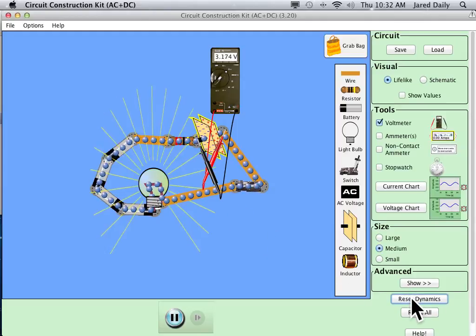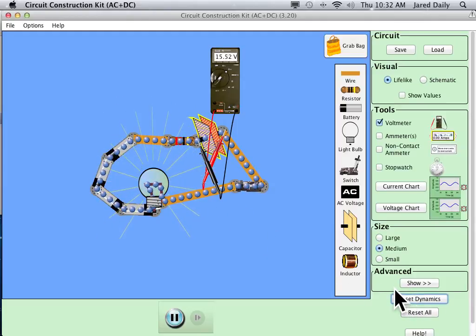And let's reset dynamics. So you can see that it slows down, slows down, and eventually it's going to reach a place where it's just not going to increase at all. It's just going to kind of sit at a number and not change hardly at all. And it takes a little time to get there. Looks like it's going to be about 36.